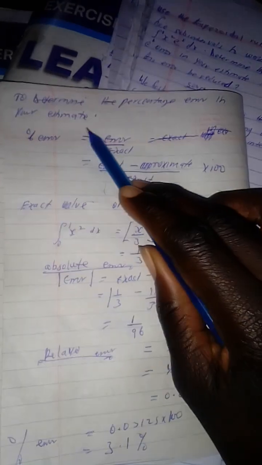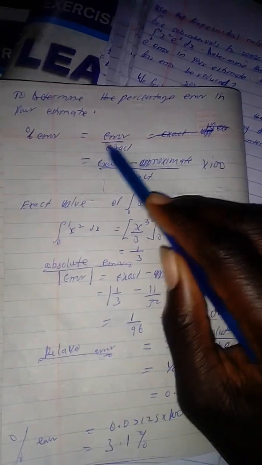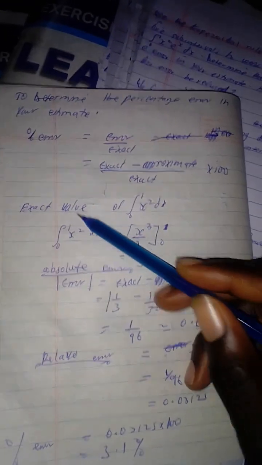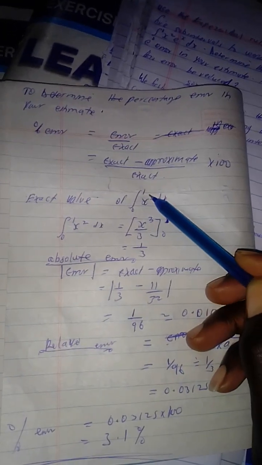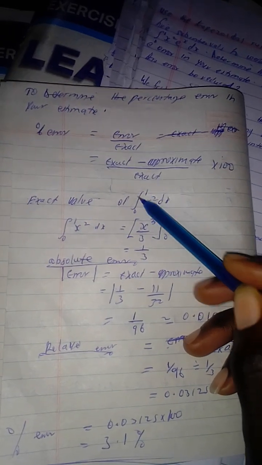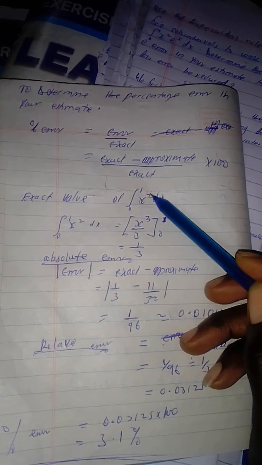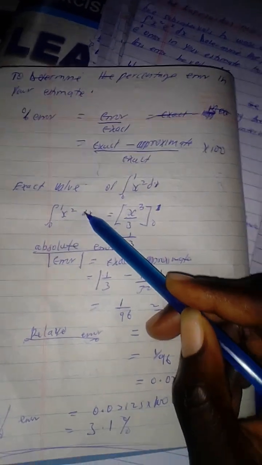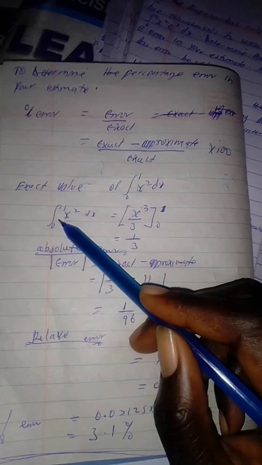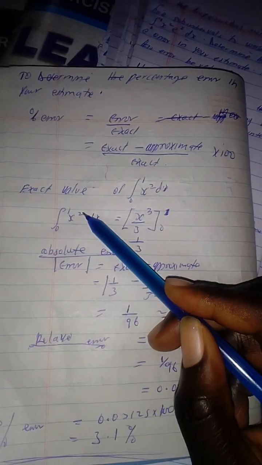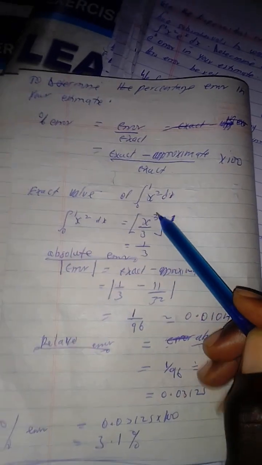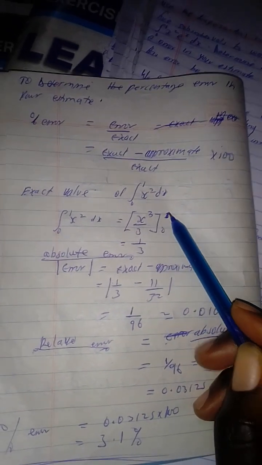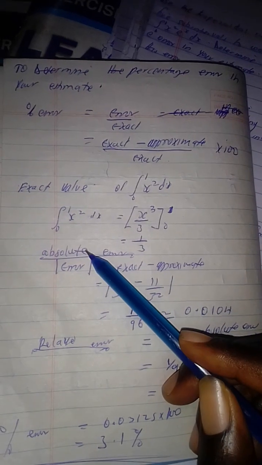Remember, for percentage error, its formula is error over exact. Let us first find the exact. We get the exact of the integral from 0 up to 1 of the original function. Now, how do we get the exact? It's just to integrate directly: when you integrate x squared, you get x cubed over 3 from 0 to 1. That one, the limit, no problem.